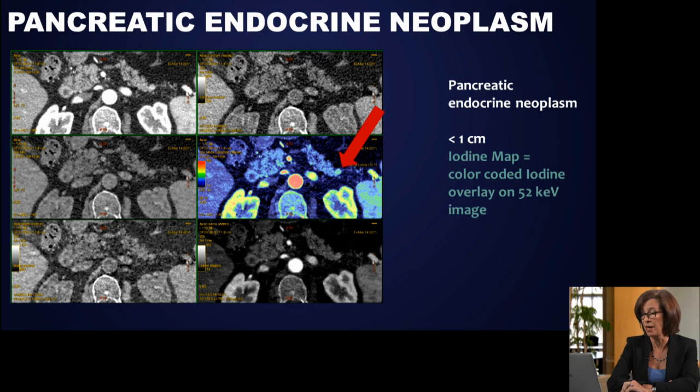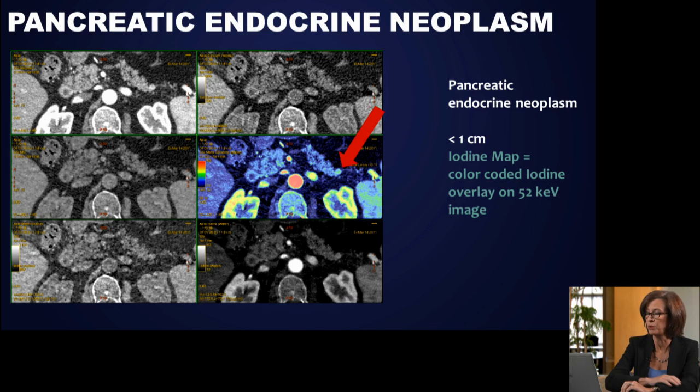You may want to use an iodine overlay, and so this is the same patient. I've just clicked a button on the GSI server and brought this into a different way to look, and I want you to concentrate on the image on the middle right. That is an iodine colorized overlay on a 52 keV image, and this makes hyper-enhancing lesions stand out. So some argue if you add color, you make your job easier by seeing things faster, and you may want to incorporate that into your practice.